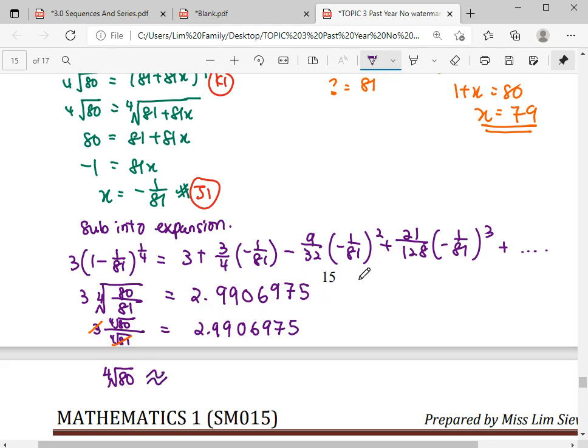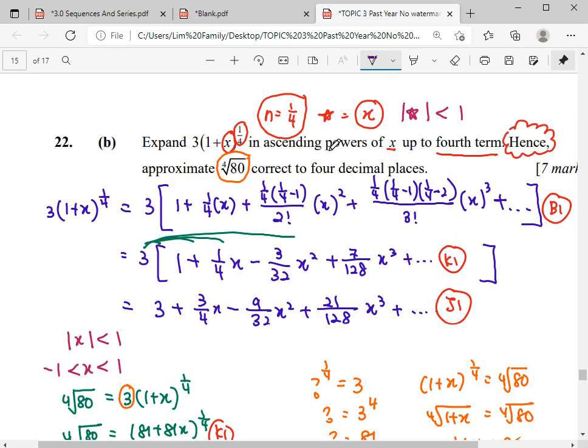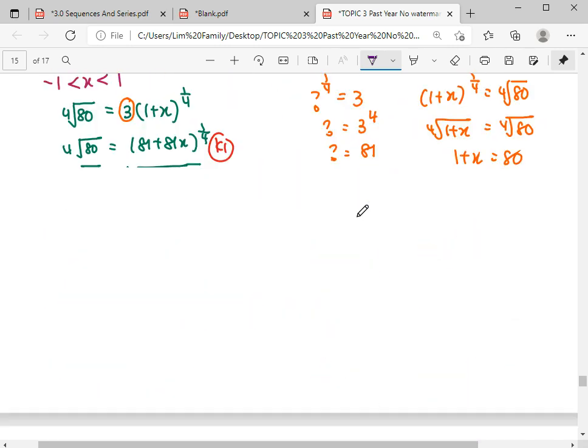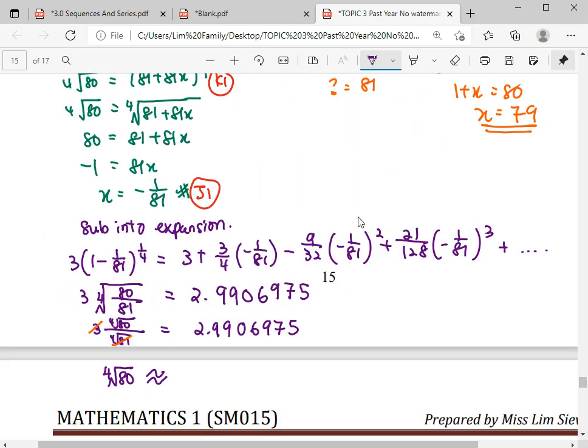We do the rounding according to the question. The question said 4 decimal places. So 4 decimal places, 2.9906, the digit after this is 9, so I have to round it to become 7, at 4 decimal places.